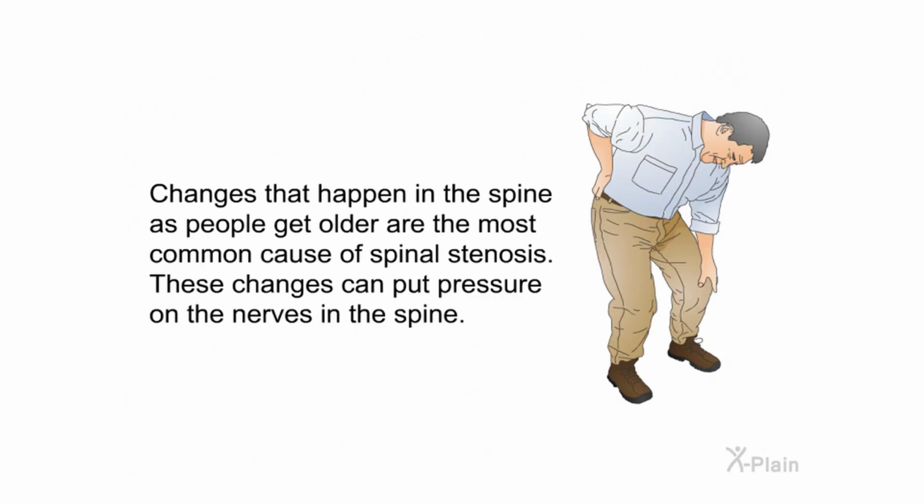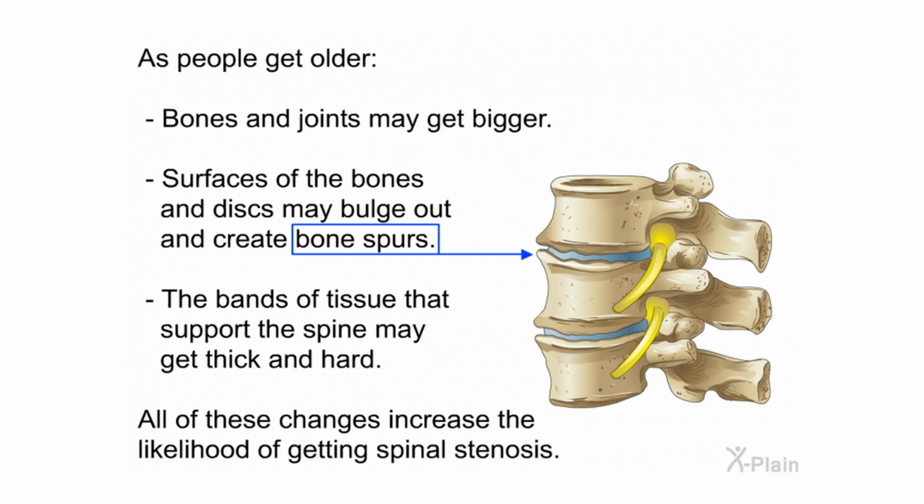Changes that happen in the spine as people get older are the most common cause of spinal stenosis. These changes can put pressure on the nerves in the spine. As people get older, bones and joints may get bigger. Surfaces of the bones and discs may bulge out and create bone spurs. The bands of tissue that support the spine may get thick and hard. All of these changes increase the likelihood of getting spinal stenosis.